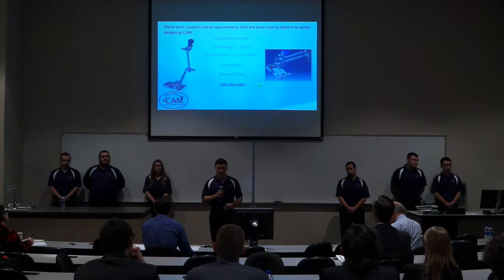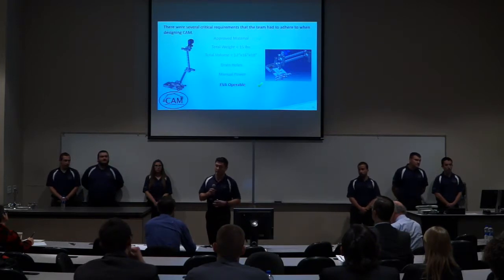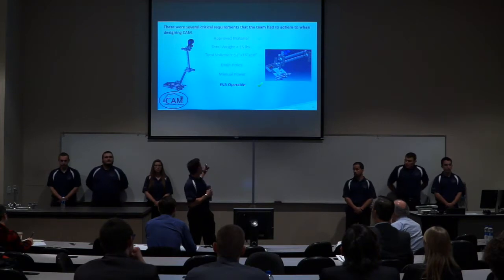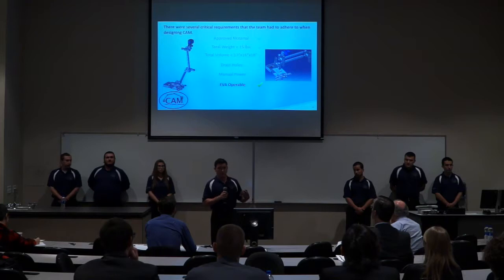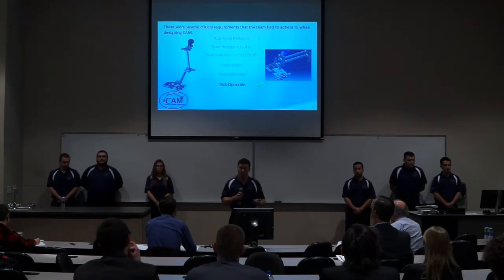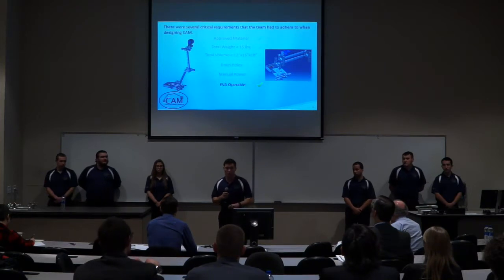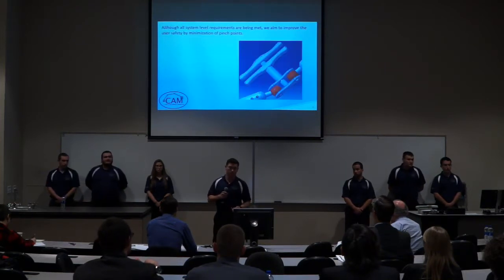Next, it had to be EVA operable, and an astronaut had to be able to manipulate this device easily. As you can see, the handle on the base subsystem right there is fairly large and allows the astronaut to get his glove inside there and manipulate easily, as well as the handle on the double ball joint.